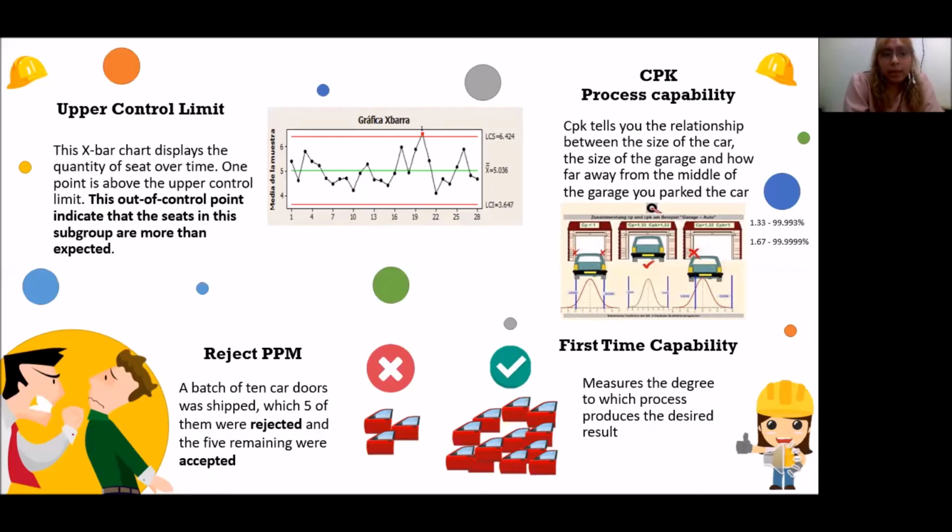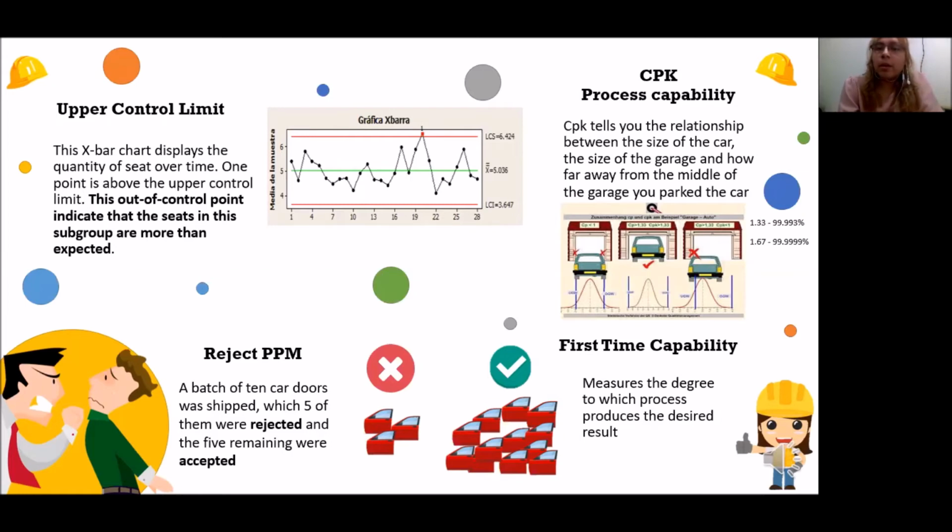In this case, I have an example. This X bar chart displays the quantity of seeds over time. One point is above the upper control limit. Points out of control indicate that the seeds in this subgroup are more than expected.